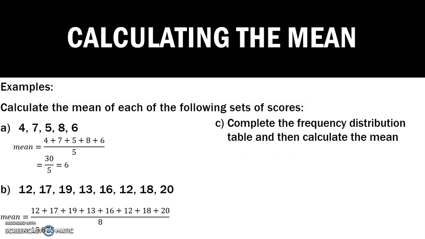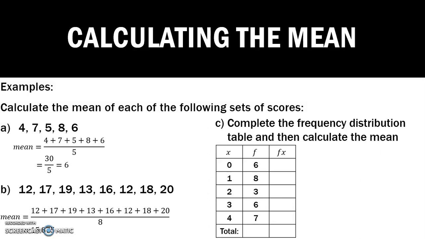And finally, we want to complete the frequency distribution table and then calculate the mean. So this is a frequency distribution table. The X column is our scores, the F column is our frequency, and then our FX column will be our X column times our F column. The first thing we want to do is find the sum of the F column. So we add 6 plus 8 plus 3 plus 6 plus 7, and we get a total of 30.